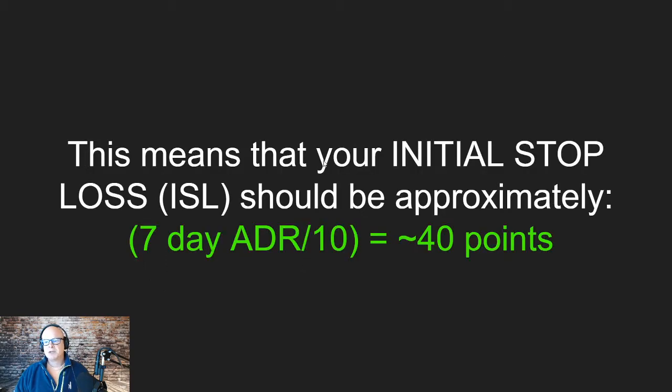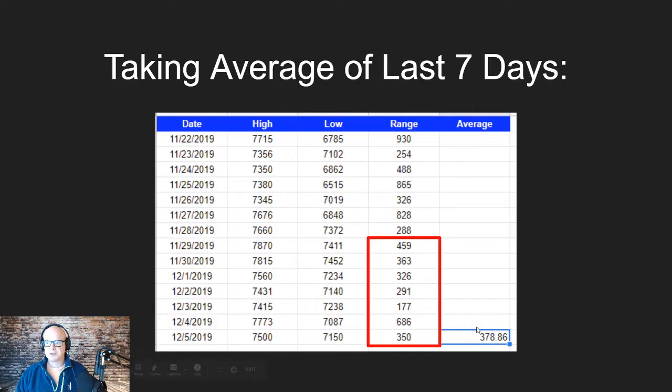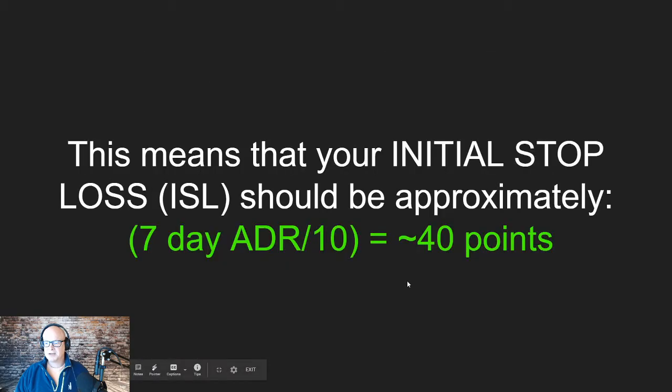So this means that your initial stop loss should be approximately, if we say that it was 378, we're going to divide that by 10.